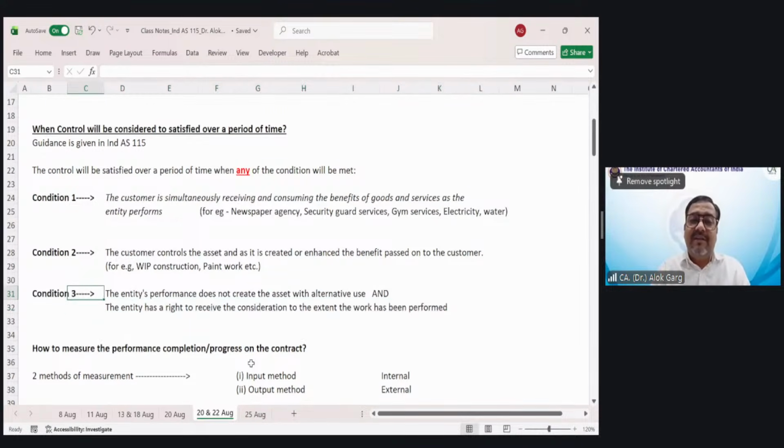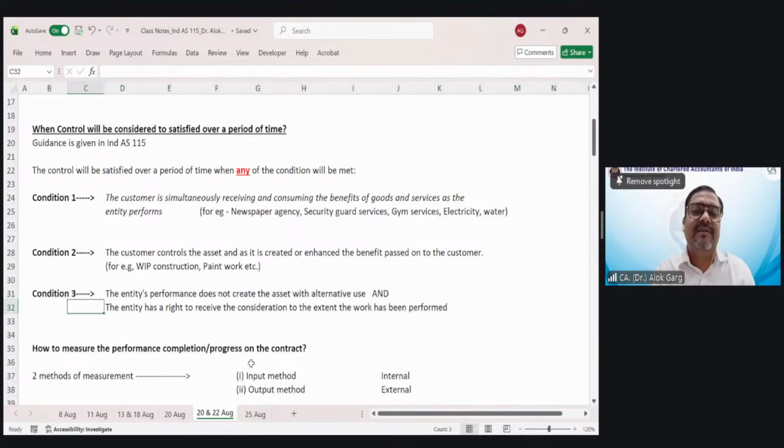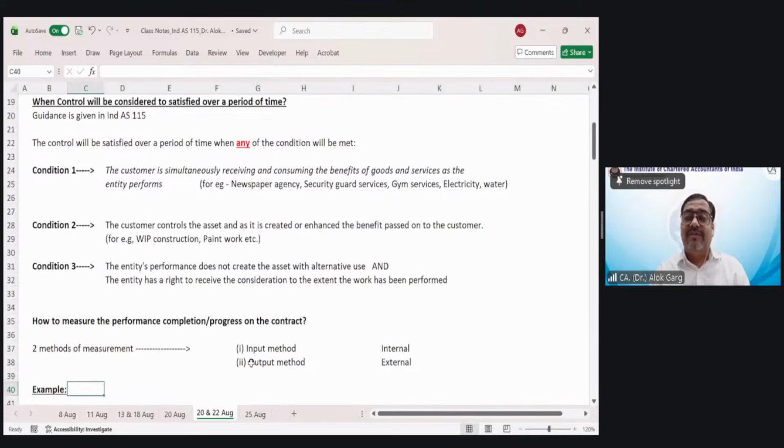But if condition number 3 is meeting, what are we doing? We have not provided the goods to the customer. The goods are in the WIP stage, work in progress stage, and the customer has denied, I don't need the BrahMos missile, right? And this entity has a right to receive the consideration to the extent the work has been performed. So they will recognize the revenue to the extent the work has been performed, right? So, Sai Kiran, when the control is transferred means at a point in time, okay.